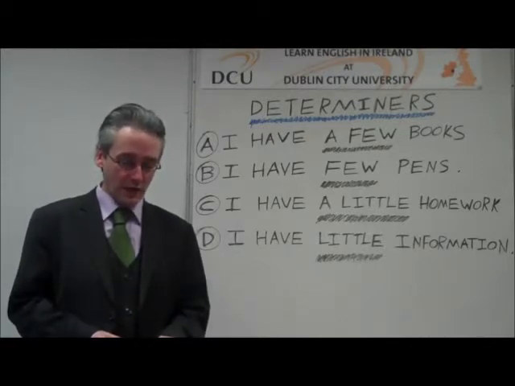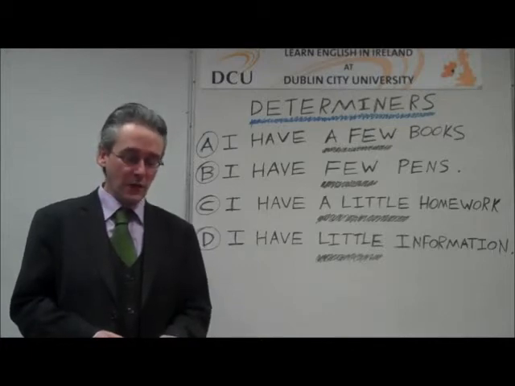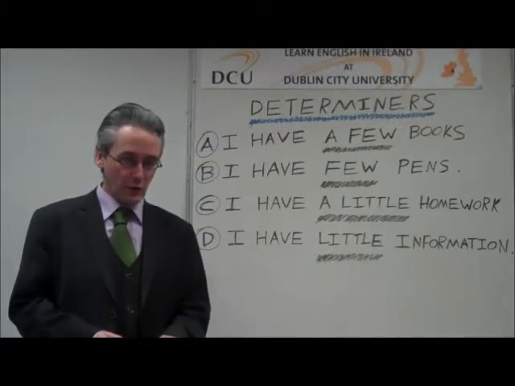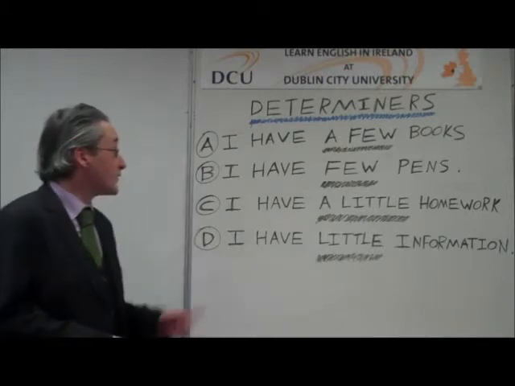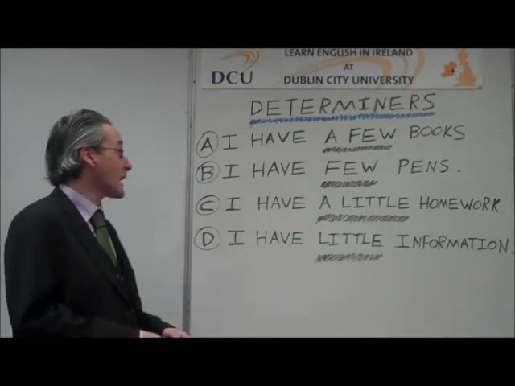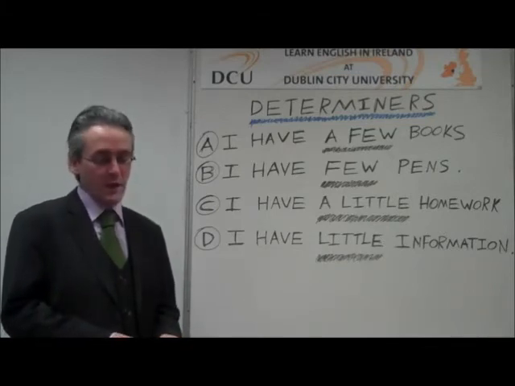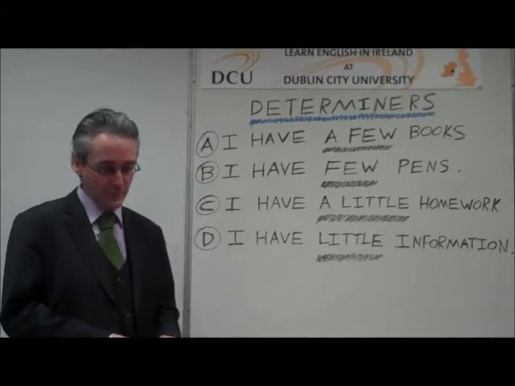Most determiners are quite easy to understand and to use, but there are some which can cause difficulty. In my experience, the most common are few, a few, and little, a little. Basically then, few and a few refer to countable nouns. Few is negative, meaning not enough of something, and a few is positive, meaning enough of something. For example, I have a few books, but I have few pens. The meaning is I have enough books, but I don't have enough pens to write with.